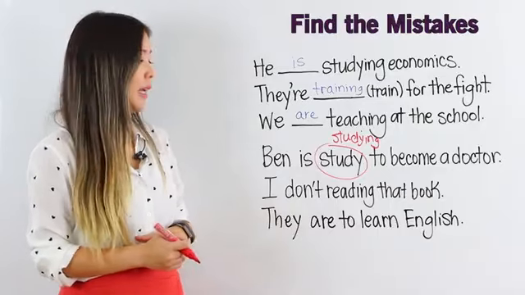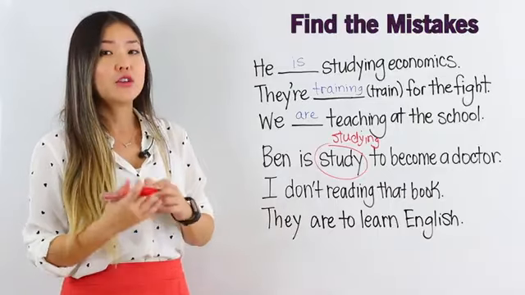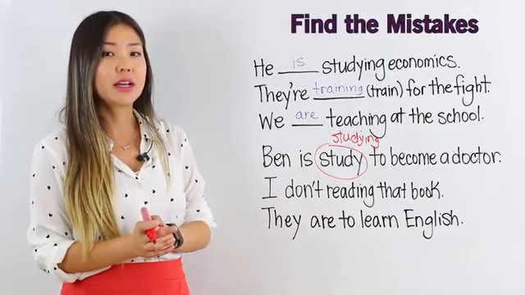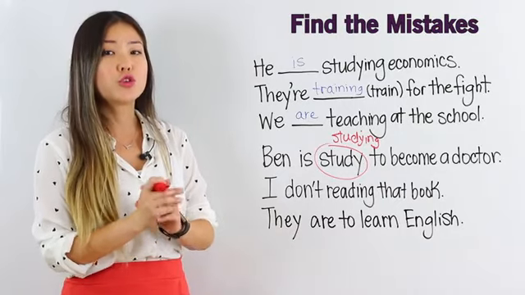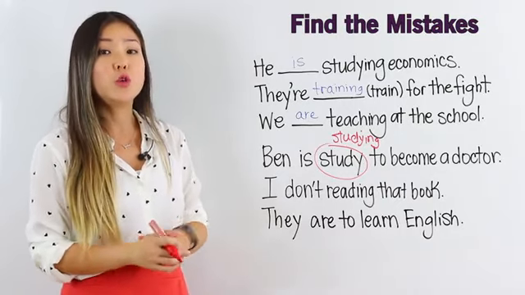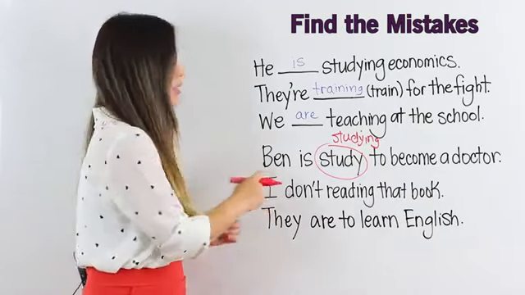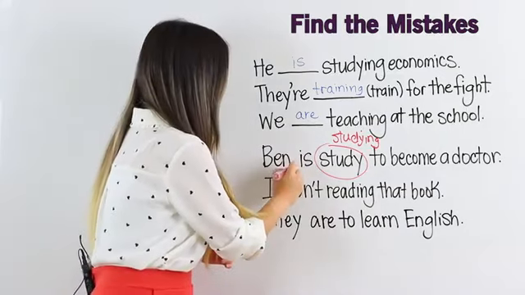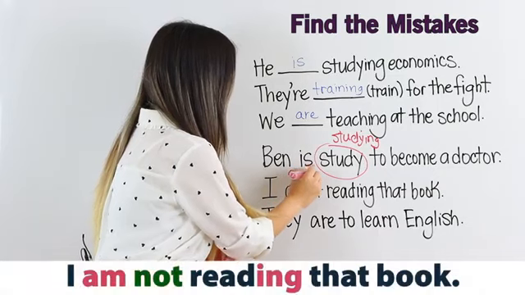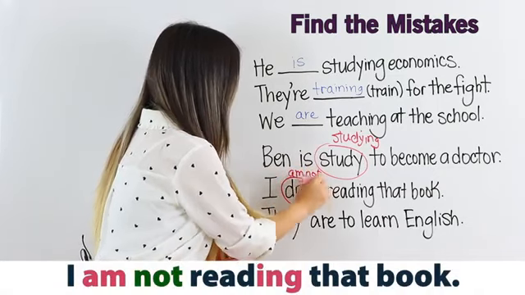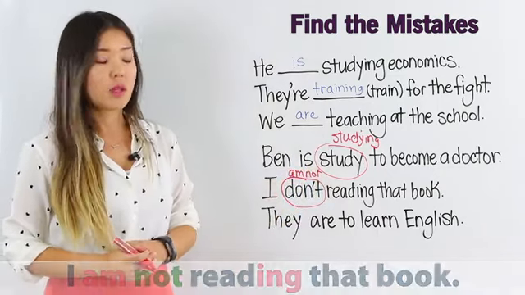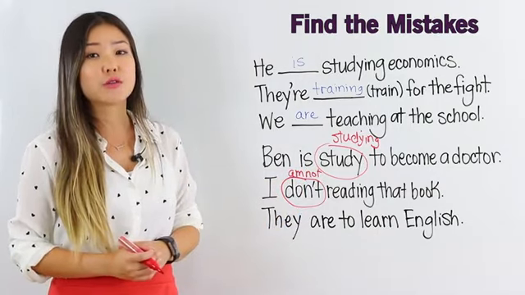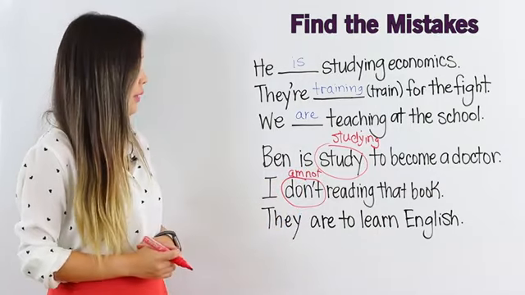I am not reading that book? To form the negative in the present continuous, we don't use do or does. We use the be verb. What is the be verb for I? The correct answer is am. I am not reading that book. There is no contraction for am not.